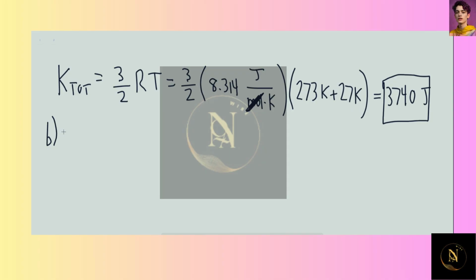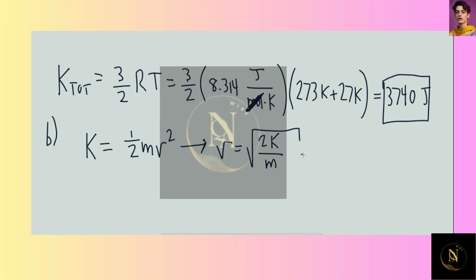So for part B, we were asked to find the velocity of a 65 kilogram mass that would be equivalent to this amount of kinetic energy for this gas. So we know the formula for kinetic energy of a mass moving is 1/2 mv squared. So if we're isolating v, we would have v equals the square root of 2K over m.